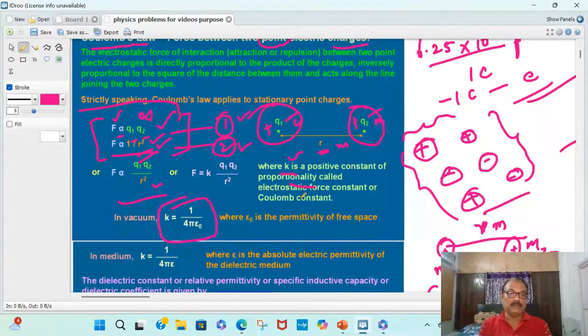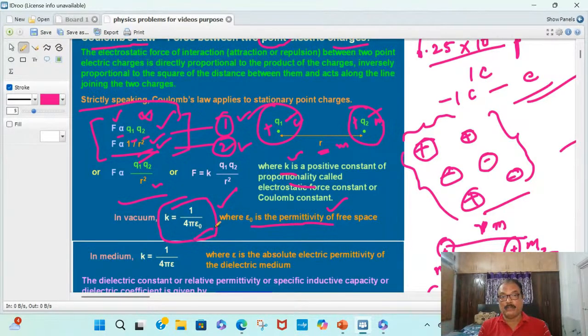K is a proportionality constant that depends upon the permittivity. What is permittivity? Permittivity of free space is 1 and of water is 81. So if these charges are kept in water, the force decreases by 81 times. So this constant value has been formulated in a number of ways. That value is 1 by 4 pi epsilon. It is not required how this formula has come, but you should remember it from the examination point of view.